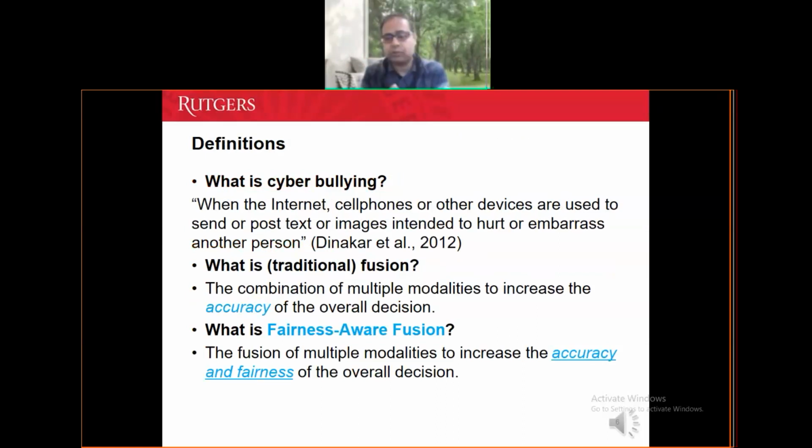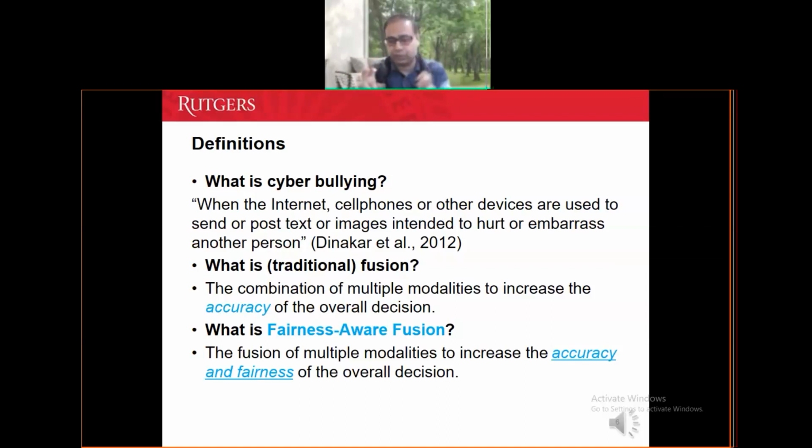So coming back to the problem that we are tackling, that is of cyberbullying detection. Now what is cyberbullying? Cyberbullying is when the internet, cell phones, or other devices are used to send or post text or images intended to hurt or embarrass another person. Basically, you cause somebody else harm using technology.